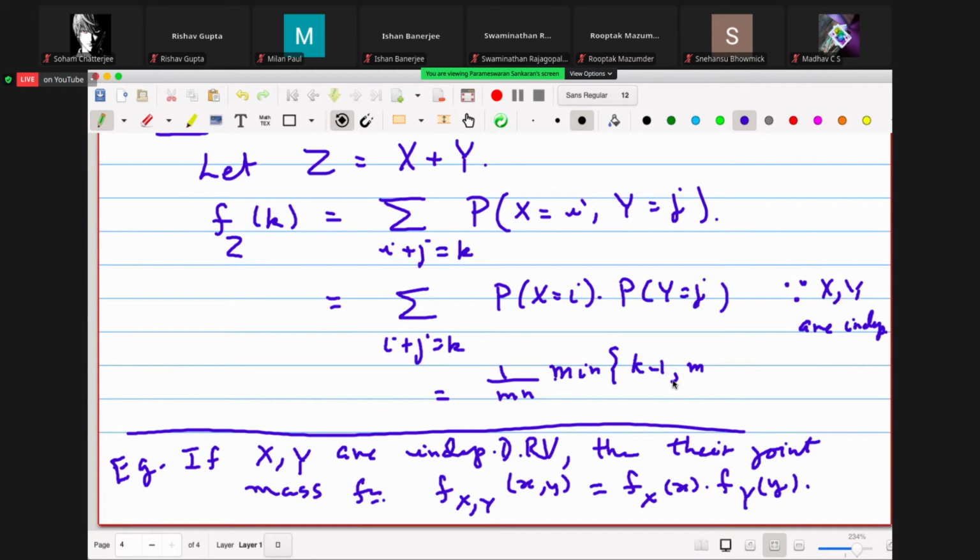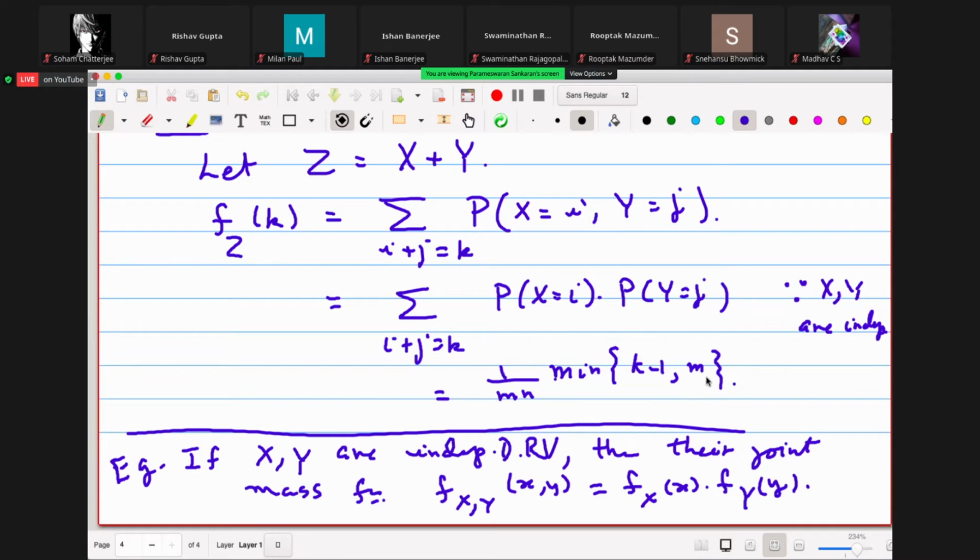No, but m is always less than or equal to k. So this value of k can be much smaller. So it depends on that value. Okay, that's it.